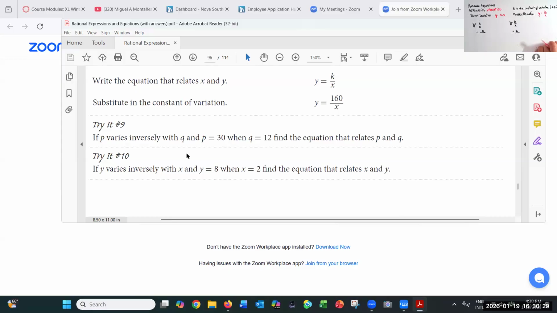What if we have P inversely proportional to Q. P is 30 when Q is 12. Before I stop sharing, let's set up this other one. Y is inversely proportional to X, and Y equals 8 when X equals 2. Okay, so let's see what we have.